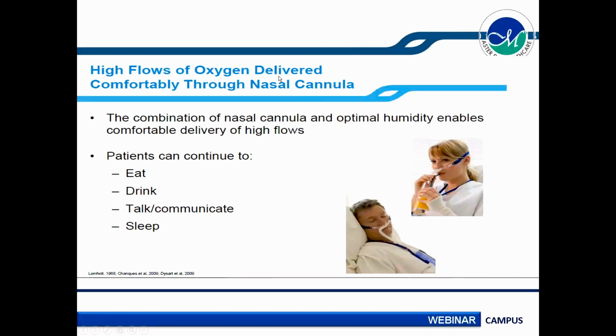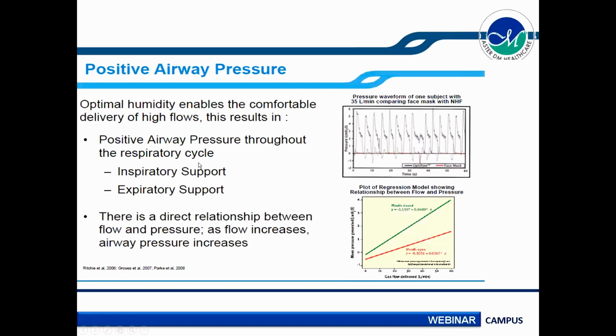And high flows of oxygen are delivered comfortably through nasal cannula. You can see even up to 60 liters of flow, 100% of FiO2 can be comfortably given, and the patient can eat, drink, talk, communicate, sleep, etc. comfortably. Sometimes the patient can have a feel of warmth, and maybe the sound or the flow may be a bit irritating, but patients are much more comfortable than with other NIV or the nasal mask, etc.